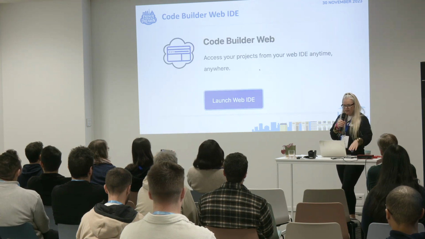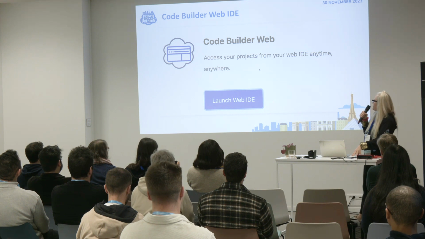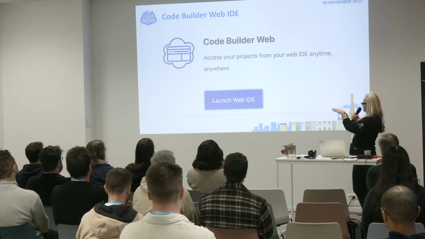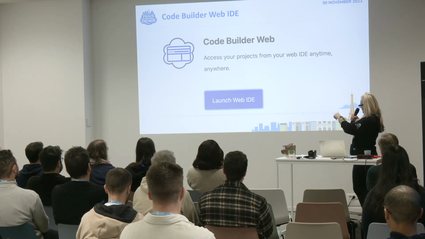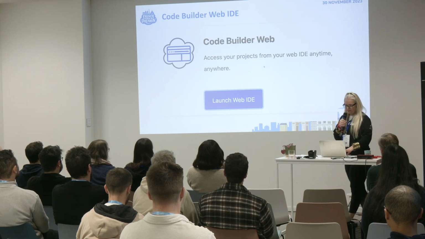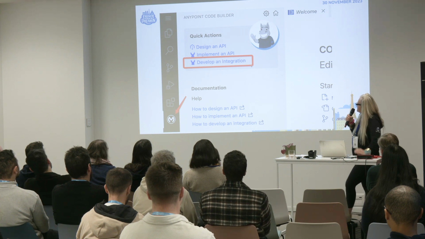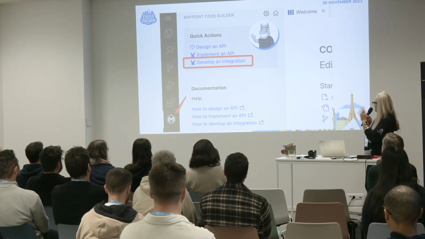Next, if you go to the MuleSoft free account, when you log in, you'll see Code Builder Web IDE and a button to launch that web IDE. You're going to click that, and then you'll see some options on the left. This is where it can get a little confusing navigating in the Anypoint Code Builder web version.